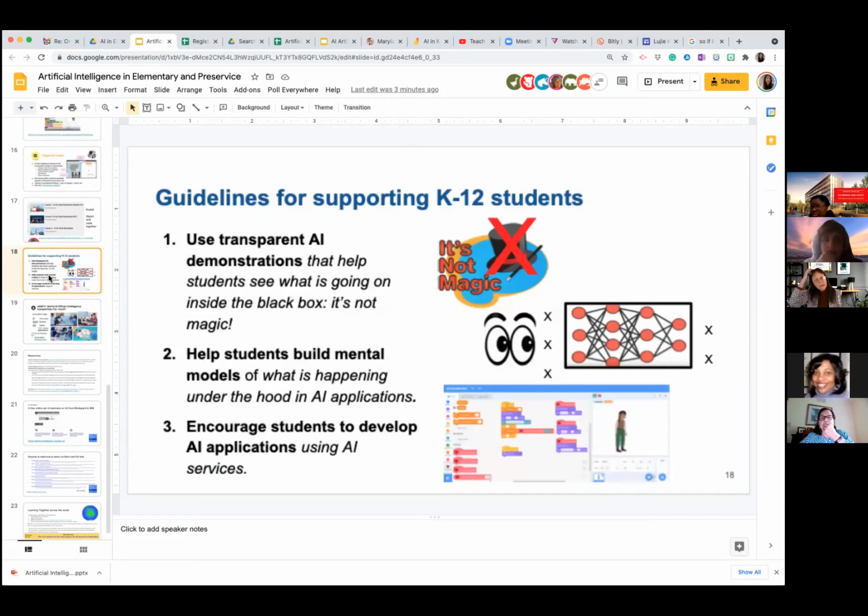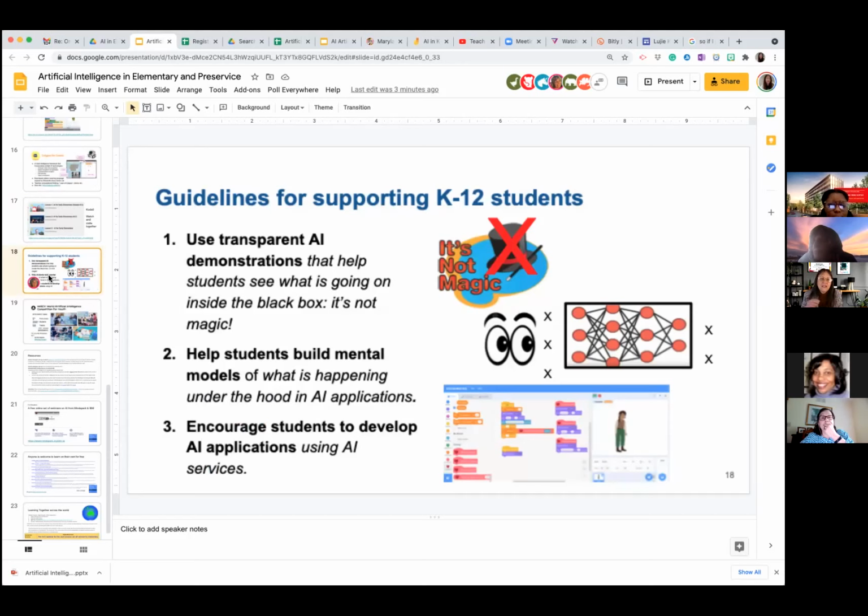Eastern time. So some of the guidelines that the group had come up with about supporting students as we get them into AI is to constantly reinforce that idea that it's not magic. It's technology that's in action here. You might not be able to see what's going on on the inside, but there's equations and data that control what's happening. And that's sort of one of the main themes.